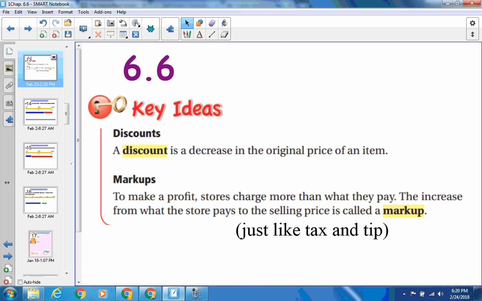First, looking at the screen, I think we all know that a discount is a decrease in the original price of an item. So we're going to be calculating what the new sale price is in a couple different ways. And then we're also going to work with markups, which we really haven't talked about yet. But if you're a store owner, you would want to mark up the price of something you bought so that you can make a profit on it. And that's called a markup. And you really do it in the same way that you figure out how to add on tax or tip. It's similar to what we've been doing already. So let's go. Let me show you those percent bars.